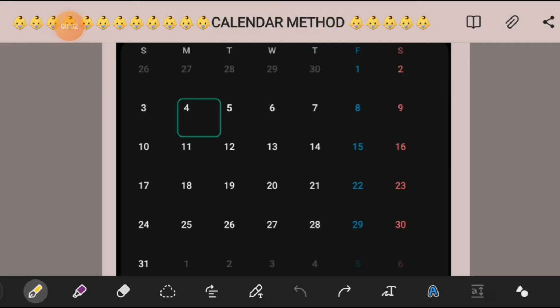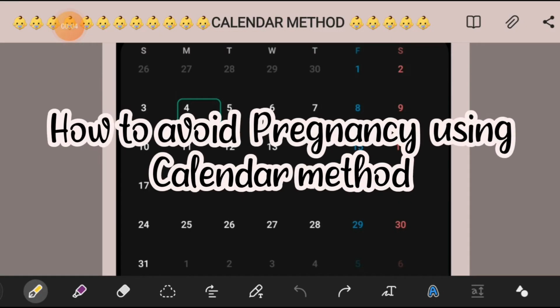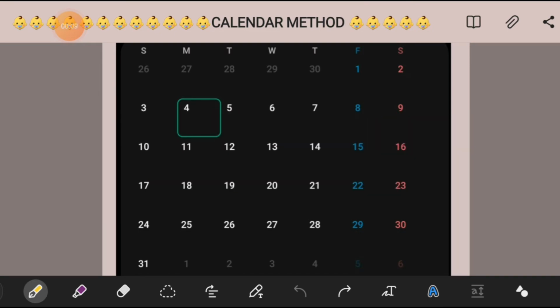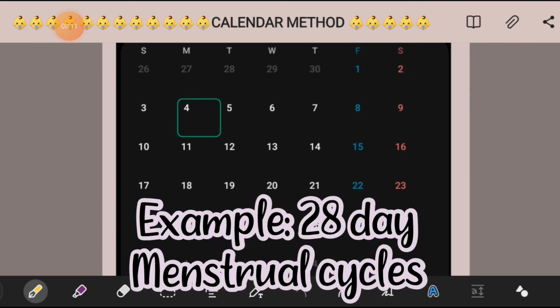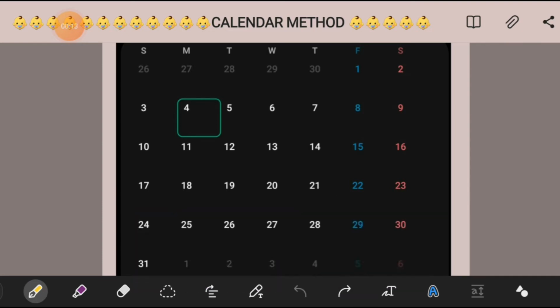Okay, let's talk first about how to use this calendar method to avoid pregnancy. Let's start now. For example, you have a regular 28 day cycle and you have your first period on October 4, October 5, and October 6. Take note of the first day of your menstruation, which is October 4. This is very important to calculate your ovulation.